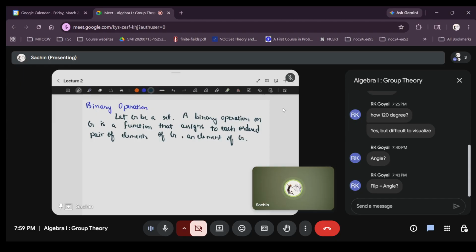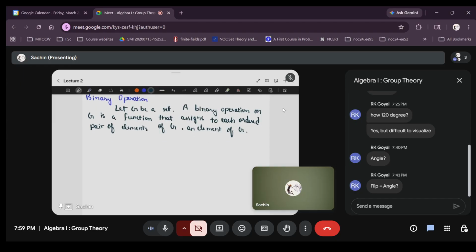So this closure property that we had with the operations that we saw till now, we'll include that in the definition of our binary operation. So we won't state the closure property as a separate property of a group. We'll simply assume that we are working with a closed operation. Then we'll define a group as follows.